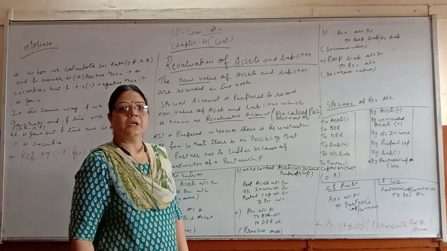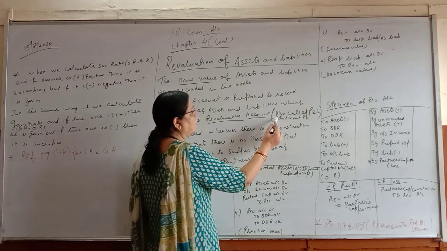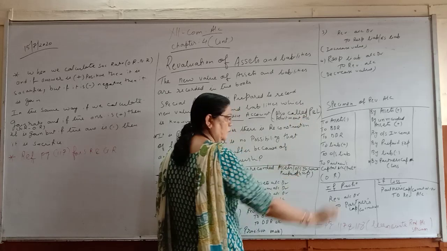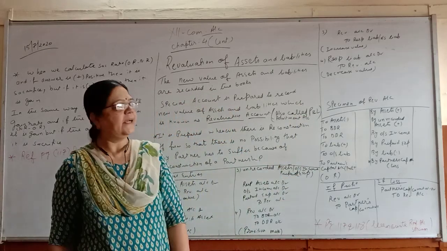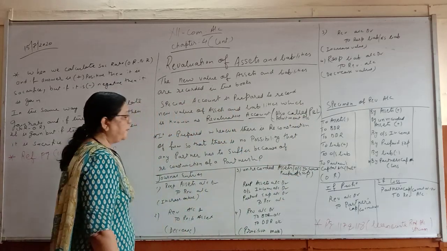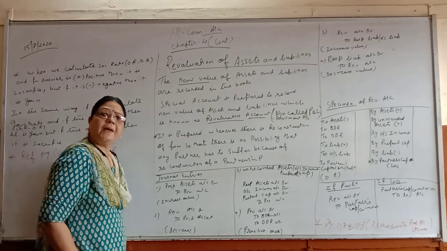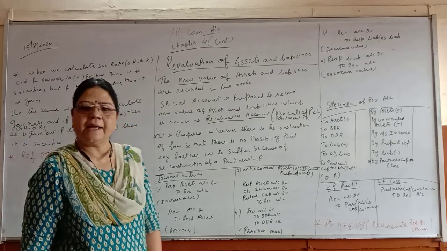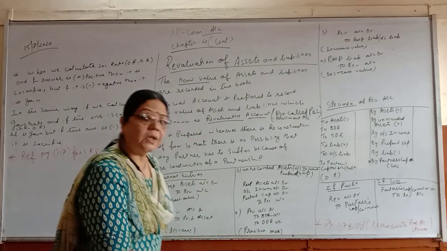This revaluation account is also called the profit and loss adjustment account. You have to make the adjustment. Now why is it prepared, children? Why are you going to prepare your revaluation? Why are you going to record your assets and liabilities with the new values?